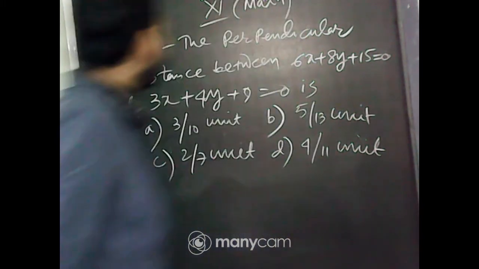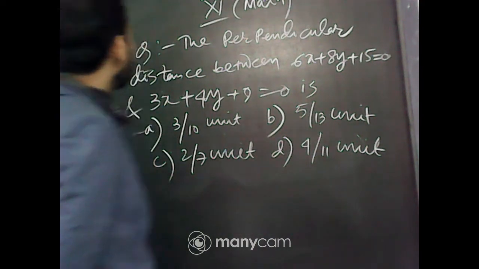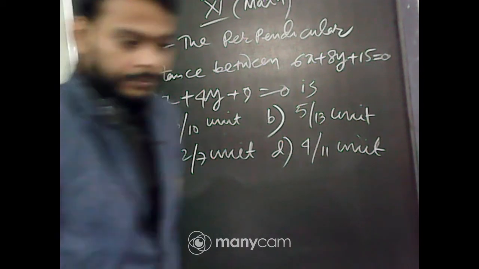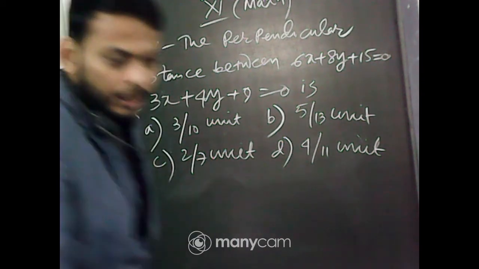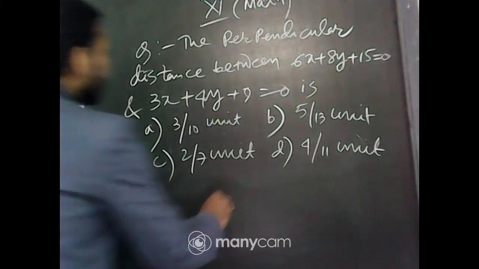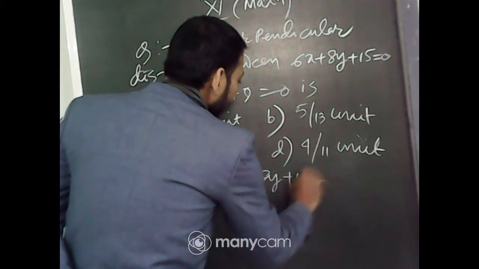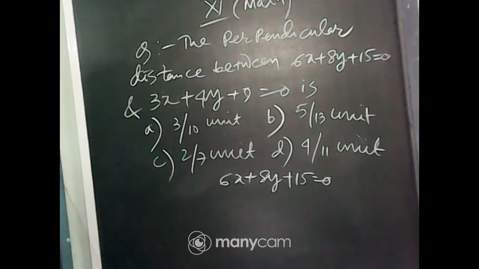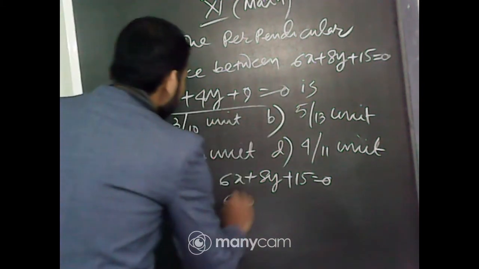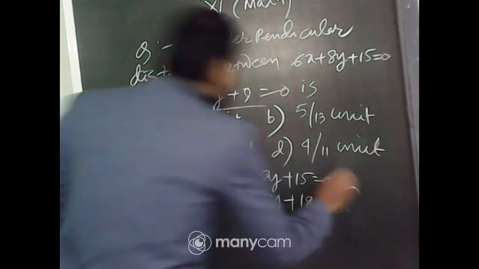Now tell me, the perpendicular distance between 6x plus 8y plus 15 equals to 0 and 3x plus 4y plus 9 equals to 0, there are 4 options. So two lines are 6x plus 8y plus 15 equals to 0, and another line 3x plus 4y plus 9. Multiply it by 2. So it will be 6x plus 8y plus 18 equals to 0. Okay.